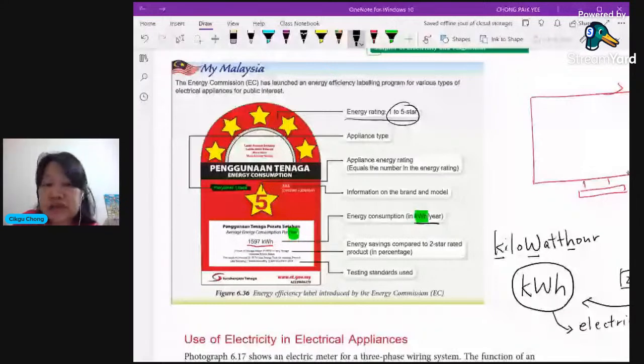Now let's look at this one. This is the meter I'm talking about. This is the digital one. The one I have in my house is not a digital one. The number keeps on rolling. That one is not digital. This is a digital one, but it doesn't matter. They both function the same way. It's to measure the amount of electricity used.